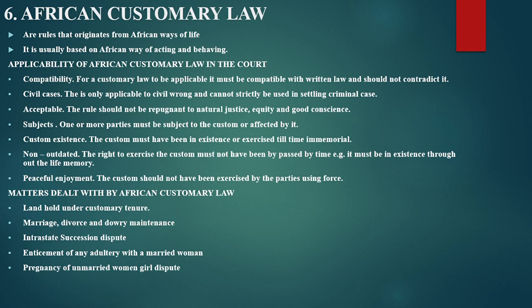So, there are some matters which are dealt with by African customary rules. One of them is land holding under customary tenure. Another is marriage, divorce, and dowry maintenance. Another is intestate succession, within the African strata, enticement of or adultery with a married woman, and disputes over pregnancy of unmarried girls. They can all be settled by African customary rules.